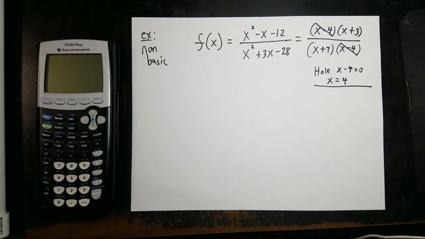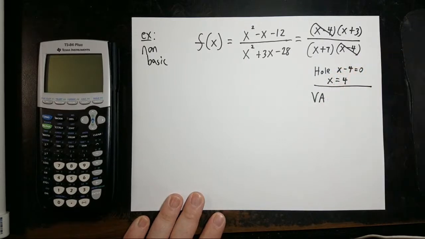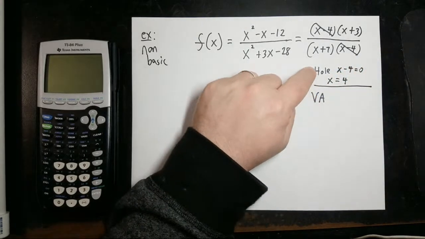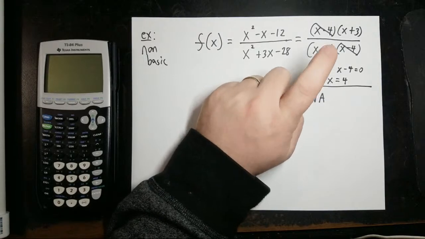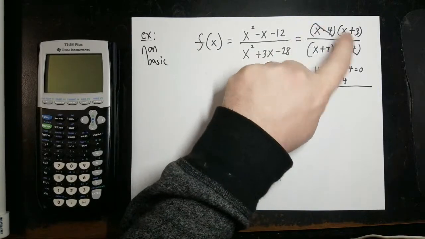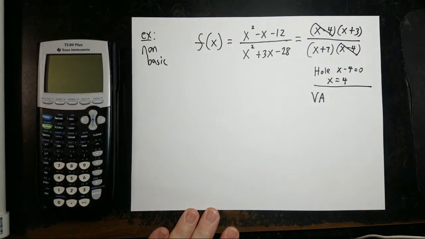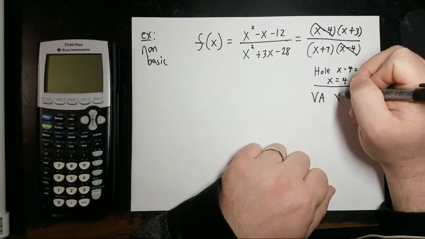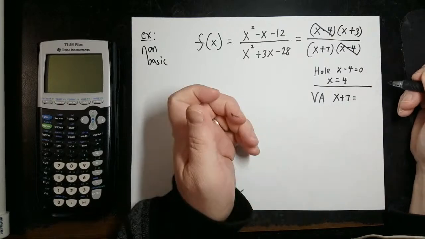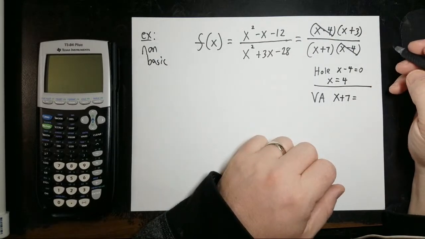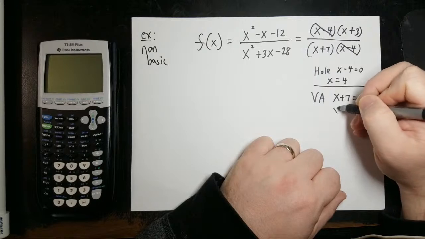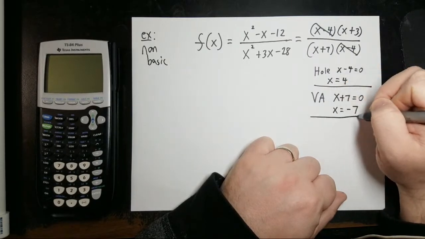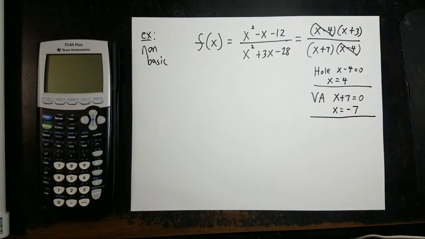Next, you can figure out a vertical asymptote. You will not always have a hole in these problems. It's only if something cancels after factoring. Vertical asymptote: you set the denominator equal to 0. The only thing left in the denominator is this x plus 7. You get x equals negative 7 as the vertical asymptote. There's only one vertical asymptote in this problem.